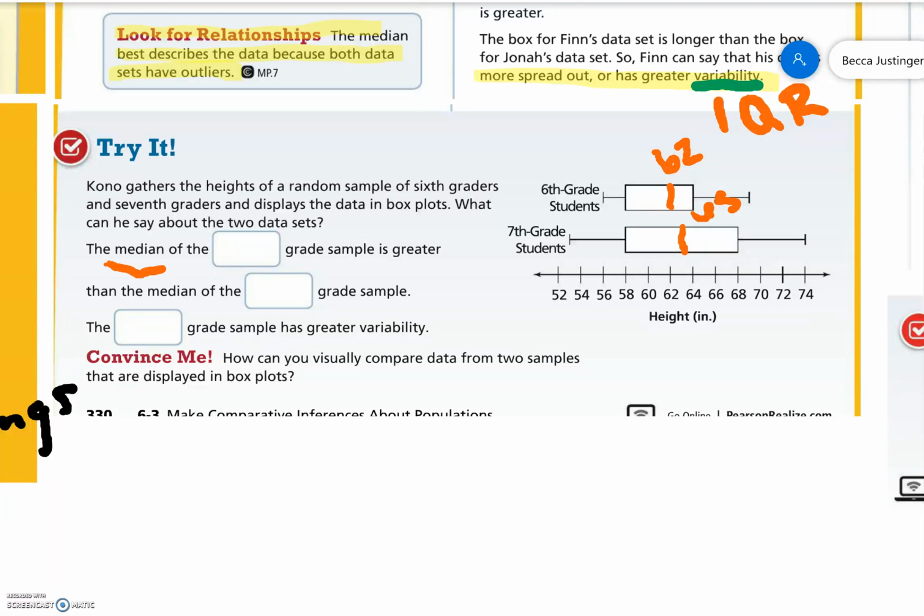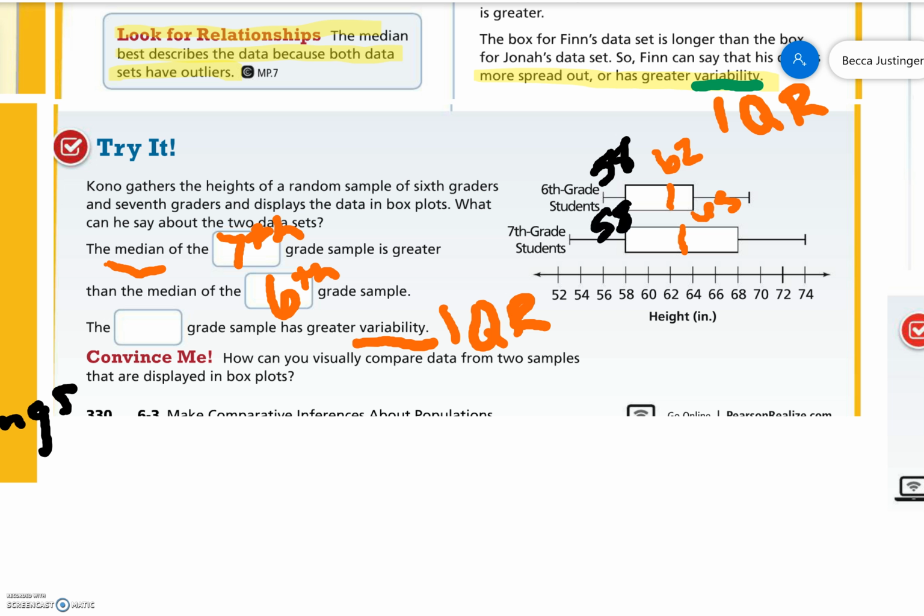So the median of blank grade sample is greater than the median of blank grade sample. Whichever one's greater is to the right. So the median of the 7th grade sample is greater than the median of the 6th grade sample. Now we want to find the one with the greater variability. Whenever you see that word variability, I want you to think about the interquartile range, IQR. So they both have quartile 1 at 58.